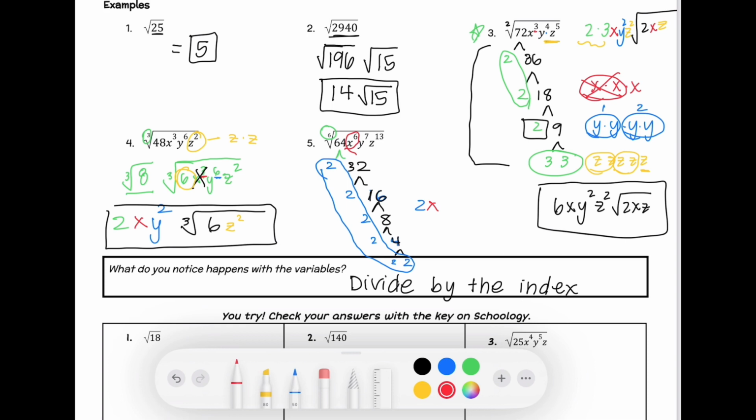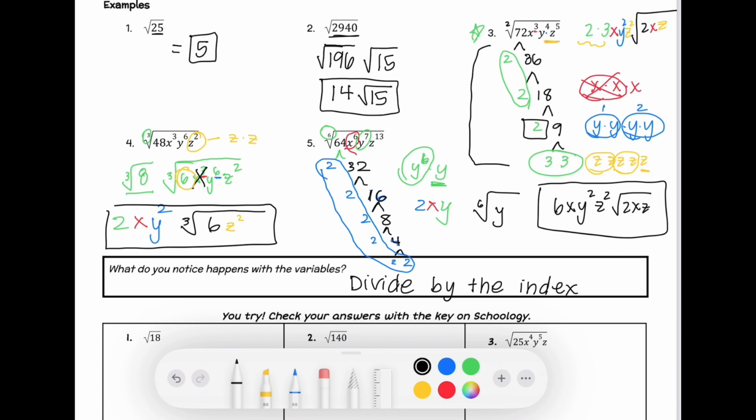Now, y to the 7th is a little different. So let's think about how many times 6 is going to fit into 7. We know 6 is going to fit into 7 one time. So we can make y to the 6th, and then think about it as we have a remainder of 1 y. So this can come out where we have 1 y on the outside, but we're going to have 1 y that stays on the inside. And when we write our answer, we need to make sure to keep that 6 on the root. So that index needs to stay there.